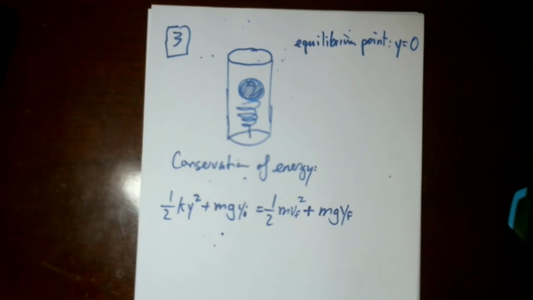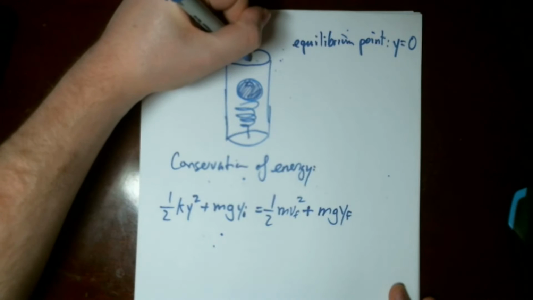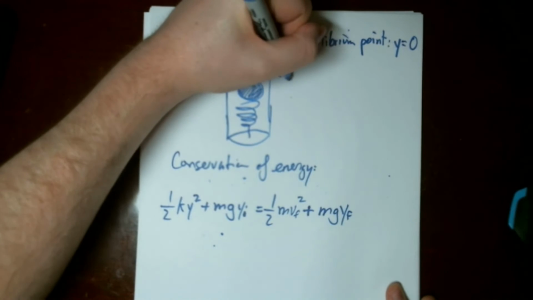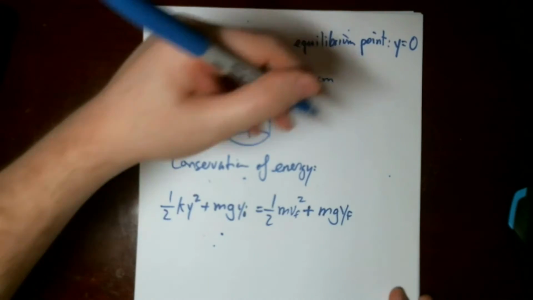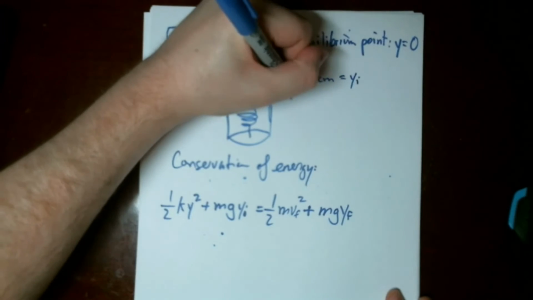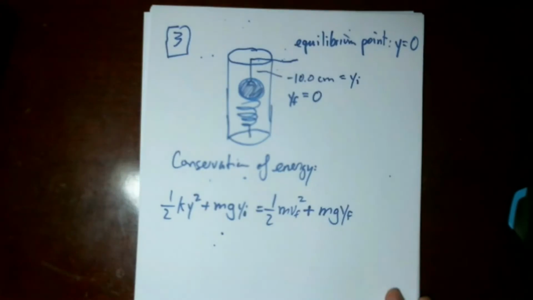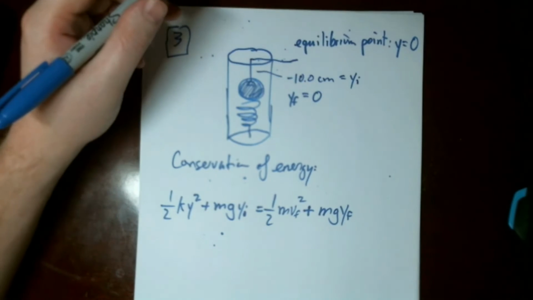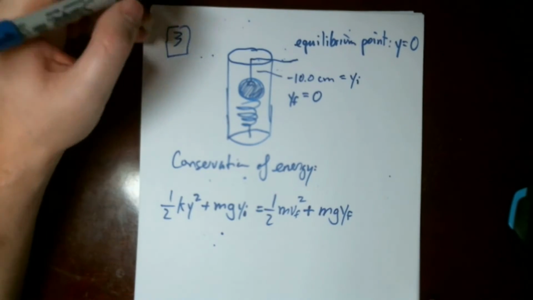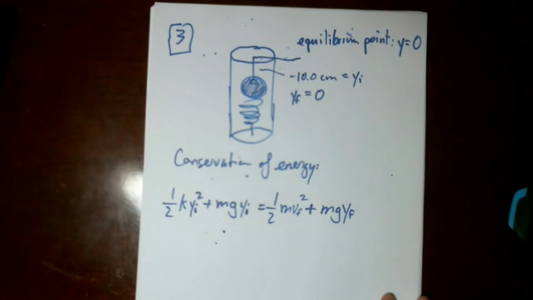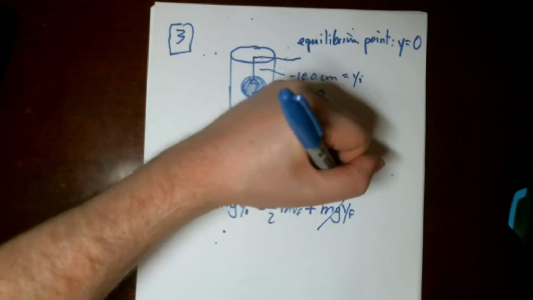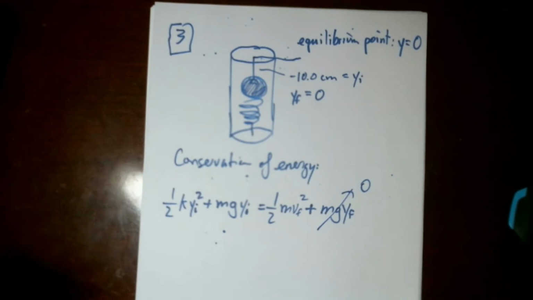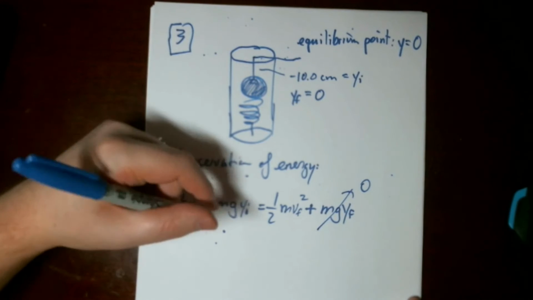So we want to find out how fast the ball is going when the spring returns to equilibrium. Let's think about this a bit. So yi is going to be minus 10 centimeters, since we're compressing the spring from its equilibrium point. Yf, however, is actually going to be 0, because we're defining the equilibrium point of the spring as 0. So let's see. That means that our gravitational potential energy term here is going to cancel. Then we can solve for Vf.